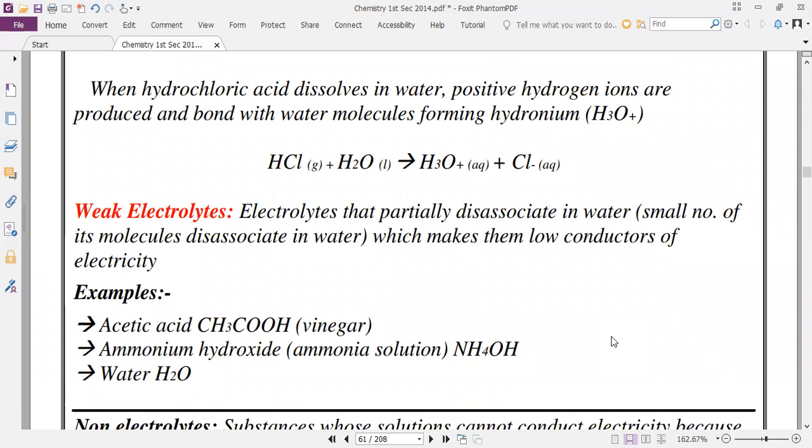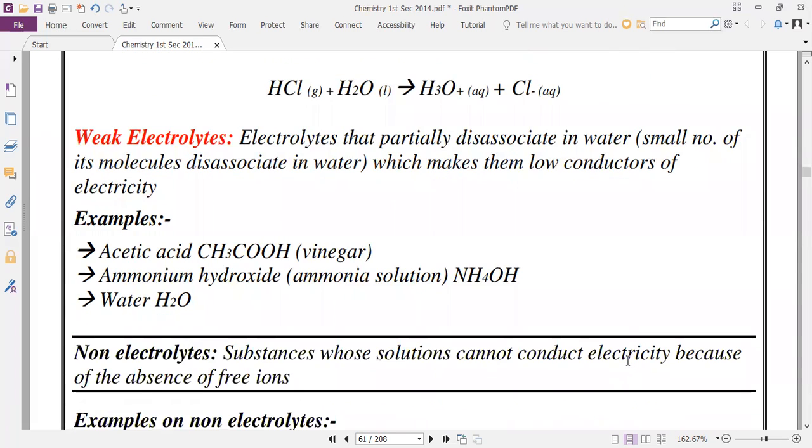Try to repeat it again, please. Weak electrolytes are electrolytes that partially dissociate in water. A smaller number of their molecules dissociate in water, which makes them low conductors of electricity. Examples: acetic acid, vinegar, ammonium hydroxide, ammonia solution, water, H2O. Excellent. What about non-electrolytes?